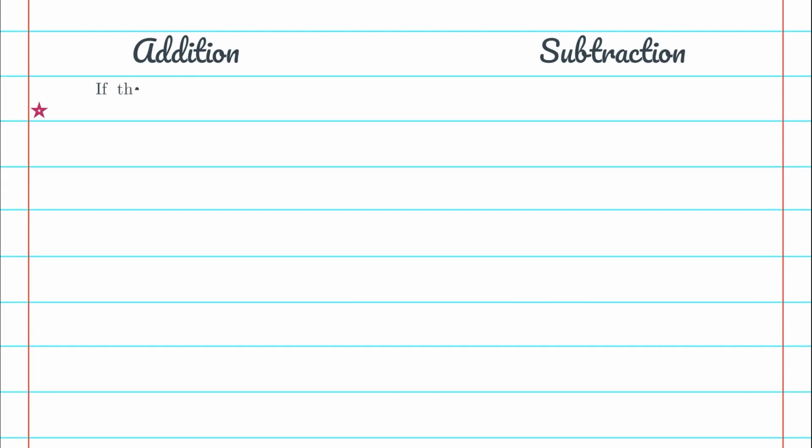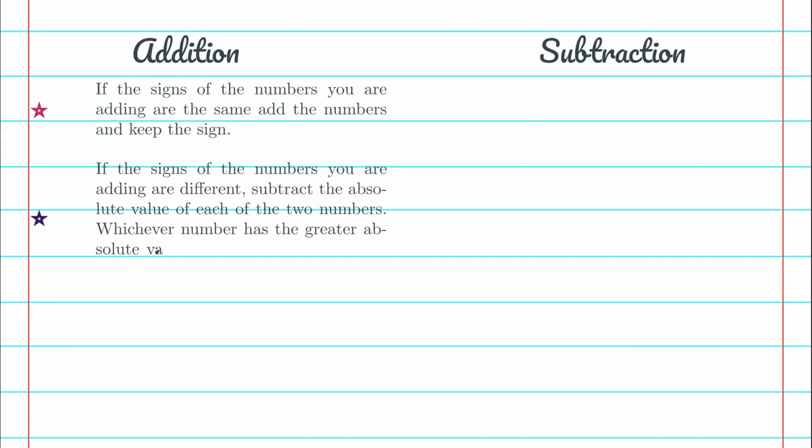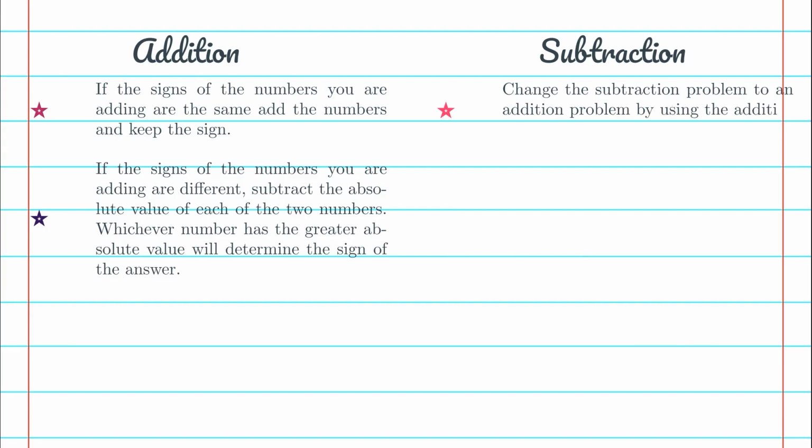If the signs of the numbers we are adding are the same, we add the numbers and keep the sign. If the signs of the numbers we are adding are different, we subtract the absolute values of each of these two numbers. Whichever number has the greater absolute value will determine the sign of the answer. For subtraction, we change the subtraction problem to an addition problem by using the additive inverse or opposite.